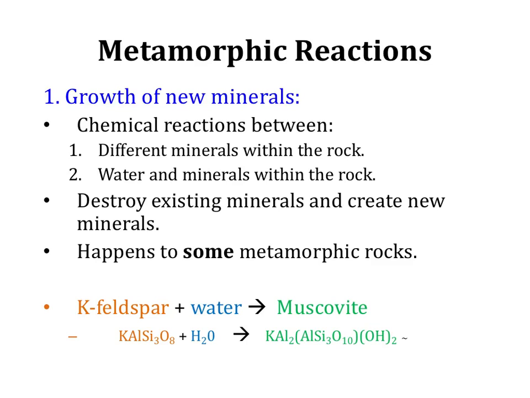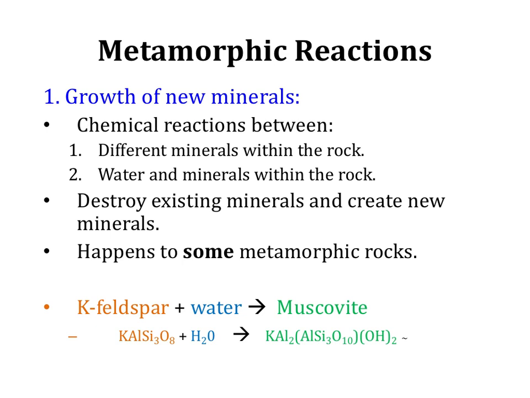I wanted to start this lecture talking about the metamorphic reactions. These are chemical reactions that happen in metamorphic rocks in order to change a rock. So metamorph again means that the rock has changed from an original or precursor rock. So these reactions are what cause those changes.